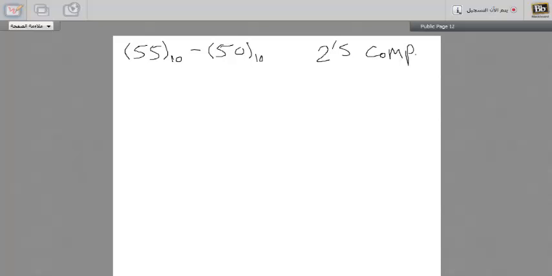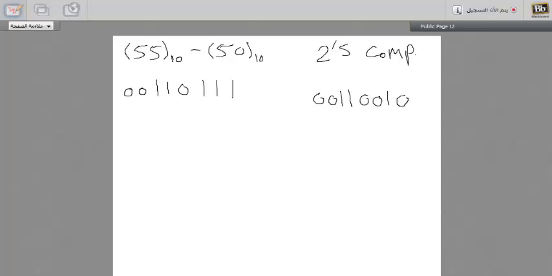Okay, let me help you now, because I've got so much other stuff to show you, and I don't want to run out of time. Quickly, I've already got 55. I've already done it before. I've got it in here. It's 0, 0, 1, 1, 0, 1, 1, 1. Now on the side, I'm going to do the 50. We've just done it not long ago. It's 0, 0, 1, 1, 0, 0, 1, 0.